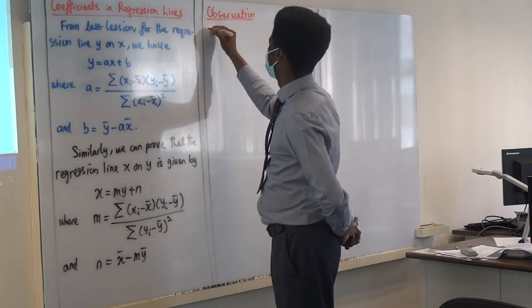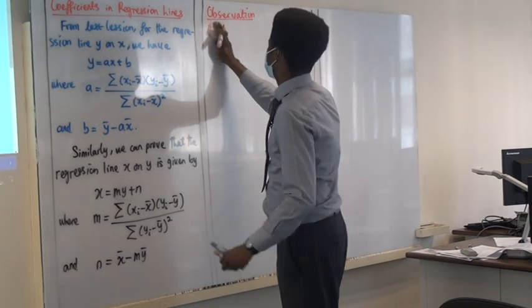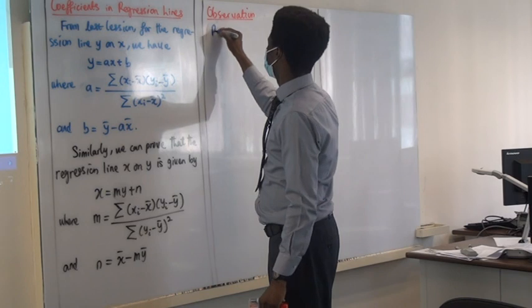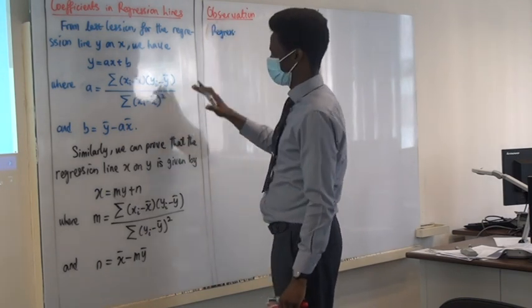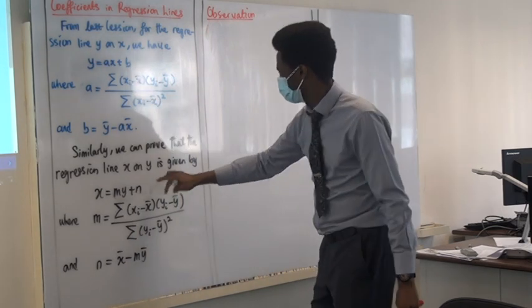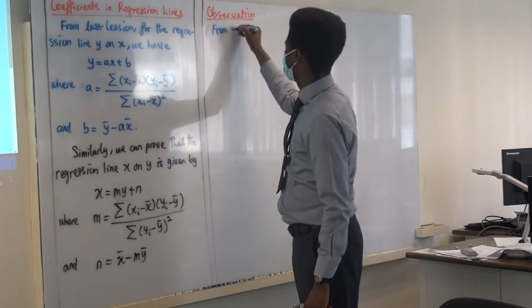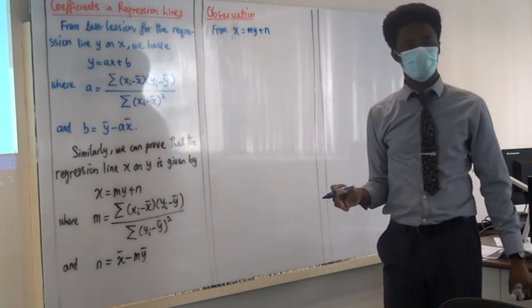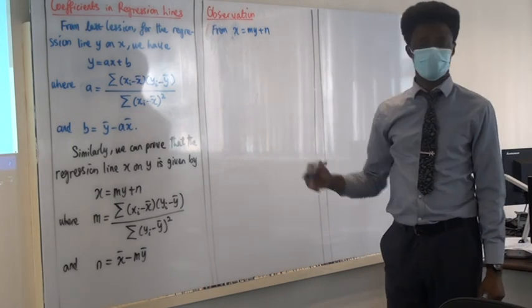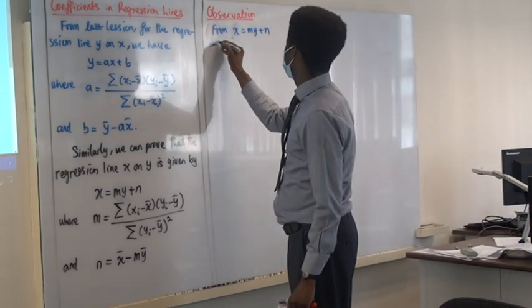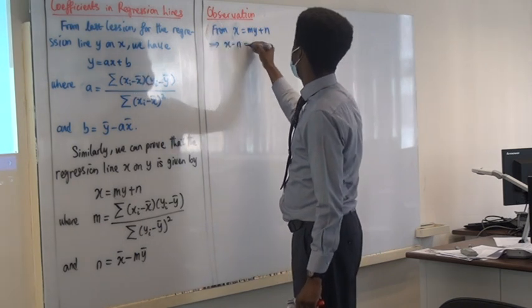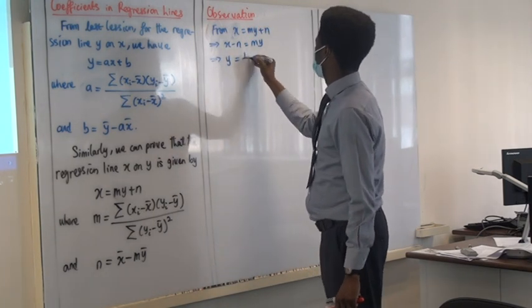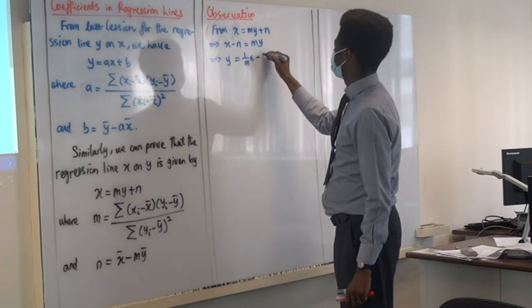We know that the regression line, x on y, from x equals my plus n, let's see what happens if we make y the subject and try to compare with the first one. We could see clearly that x minus n is equal to my, which implies that y will be equal to 1 over m x, minus n over m. Do you agree?